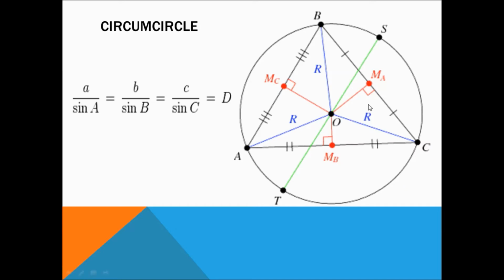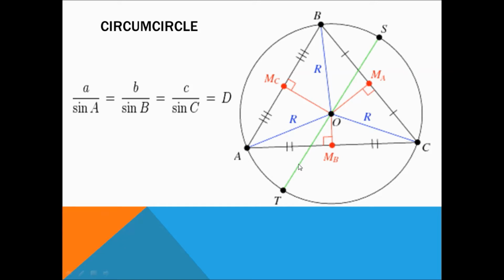What many people don't know is that the sine rule, so a over sine A, b over sine B, c over sine C, is actually equal to this value D. And D is the diameter of the circumcircle. The circumcircle is the circle constructed where it incorporates all three vertices of the triangle. So I have my vertices A, B, and C here, and those all lie on the circumcircle.